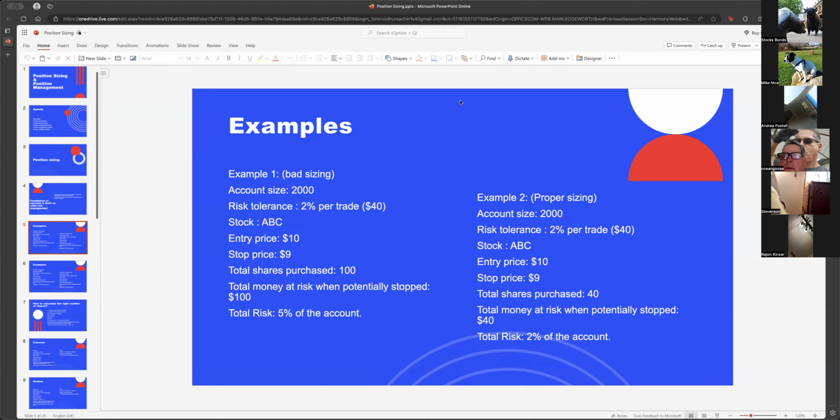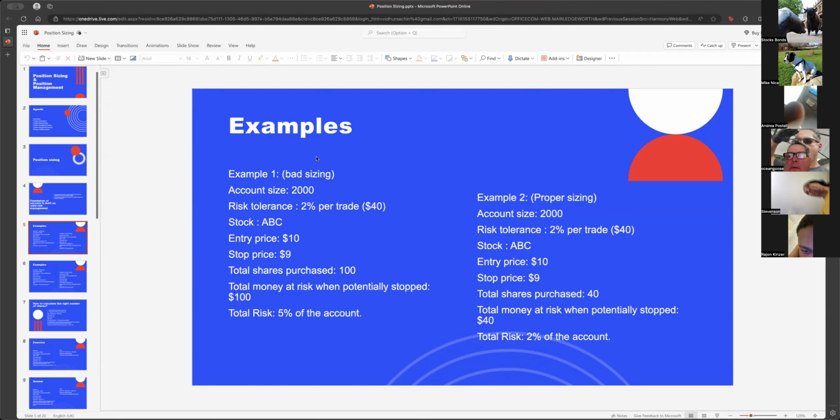So let's say there is a stock trading at $10 each, and you're looking at the charts and you like the charts, and you're setting your stop loss at $9, which means if the stock price falls from $10 to $9, you're going to get kicked out of your position. And now the total shares you're purchasing here is, let's assume, 100. If you put in 100 shares, you'll be spending $1,000. You can actually purchase 100 shares with this account, by the way.